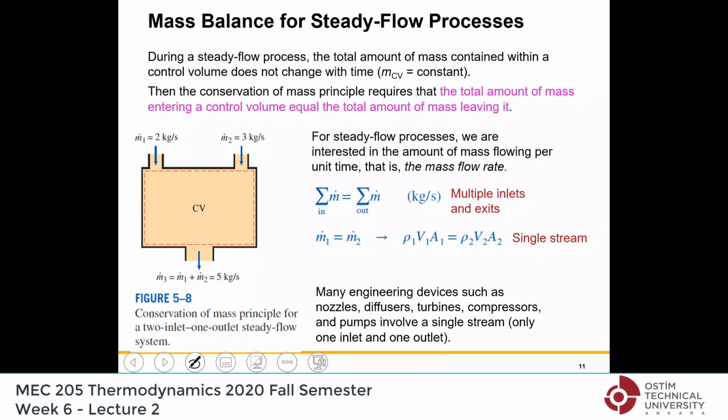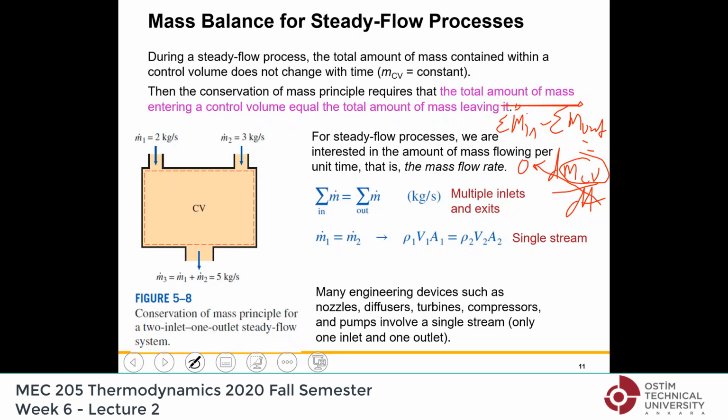Then what is the mass balance? Now remember, the general mass balance is total mass flow rate in minus total mass flow rate out is equal to dm control volume dt, right? But for steady flow processes, what is this? This is 0, because m control volume is constant. So what is the result? For steady flow processes, total mass flow rate in must be equal to total mass flow rate out. We use the summation because we may have more than one inlet and or exit.